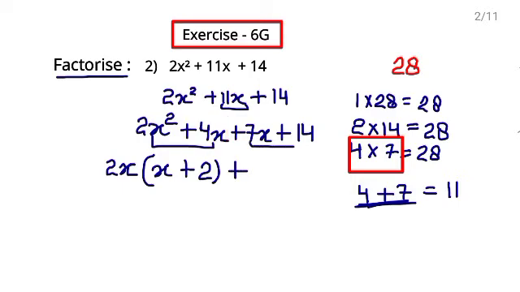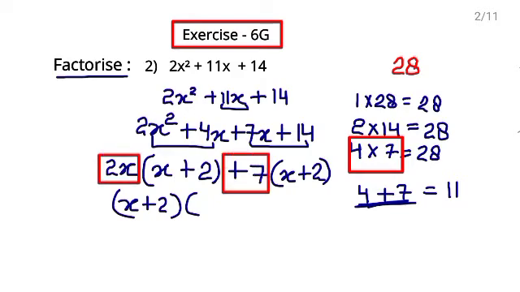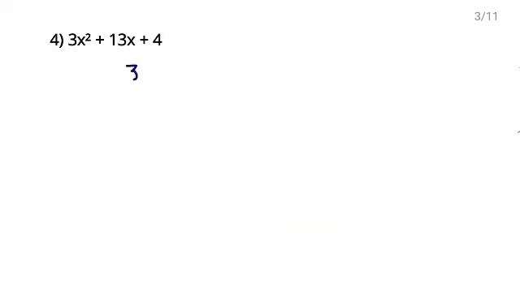Plus now from these two terms you can take 7 common, x is remaining, plus 7 2s are 14. Now this x plus 2 and this x plus 2 both are common binomials, so take it common, x plus 2. Now in the bracket you have 2x plus 7, right? So write it here, 2x plus 7. This is your answer. Next, question number 4 is 3x square plus 13x plus 4.